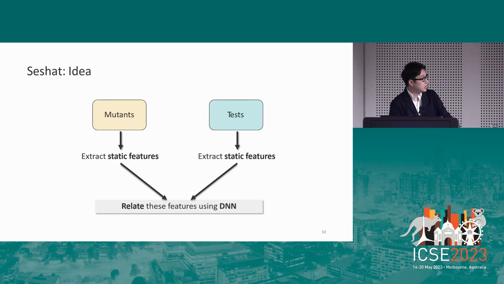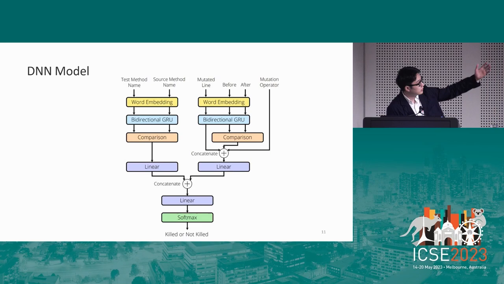Now we have static features from the natural language channel, and the next job is to relate these features using a deep neural network. Here's our model architecture. You can see the input features that I mentioned, and then several layers like embedding, GRU, and comparison. At the end of the model, you can see the softmax layer, which means that we are solving a binary classification problem that predicts whether the mutant is killed by the given test or not.